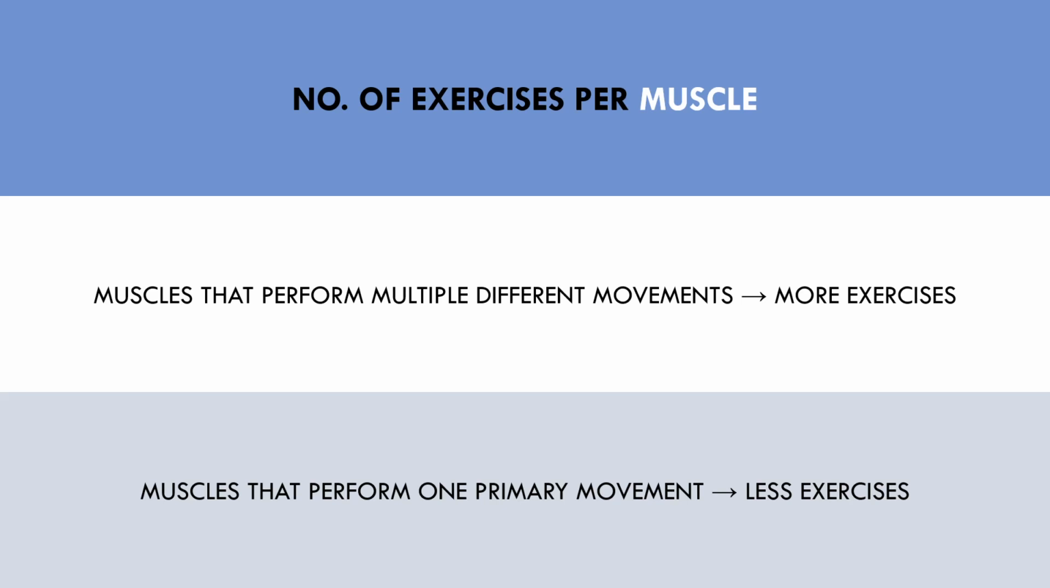For example, the chest performs multiple different movements and the muscle fibers run in different directions. Therefore, it may be best to perform a flat pressing exercise, an incline pressing exercise, and a fly variation to maximize growth of all fibers. In contrast, the calf muscles probably only need one calf raise variation, as all of the muscle fibers will be trained with a simple plantar flexion exercise.